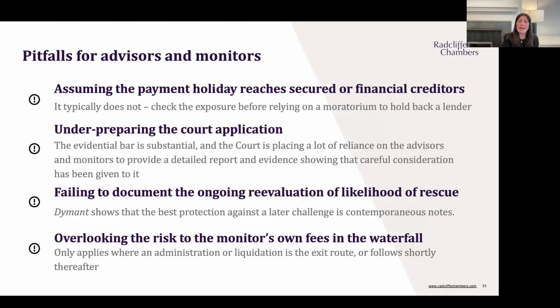I think, as I say, I haven't seen any of these in practice yet, but I do think it would be wise to continue to document the basis upon which you are constantly concluding that this company remains likely to be rescued as a going concern. I think that's probably the best protection. The Diamond case tells us that it's probably the best protection against later challenge.